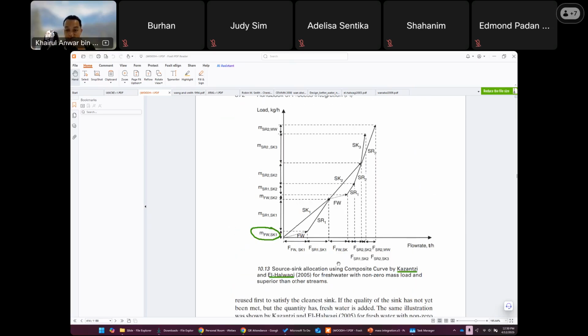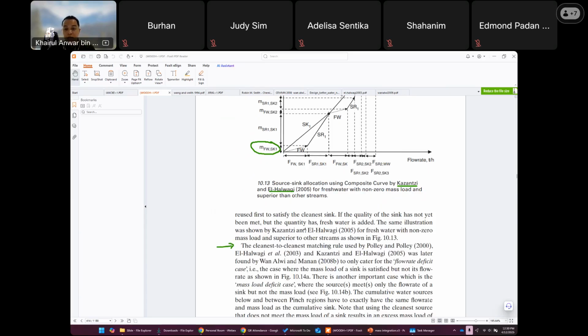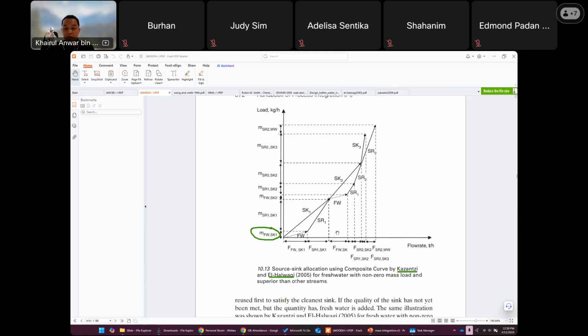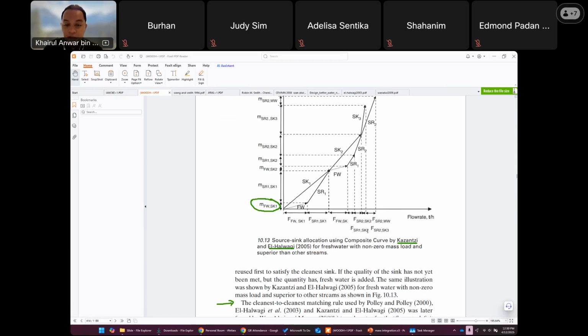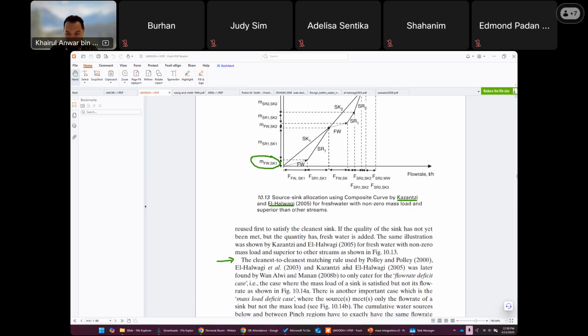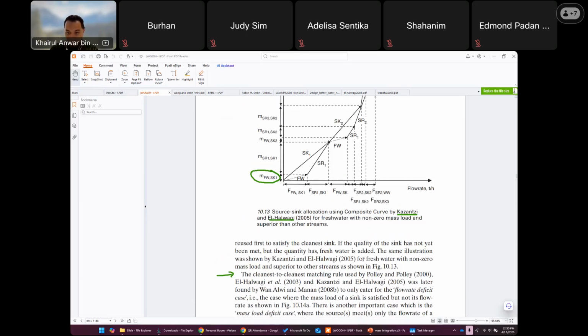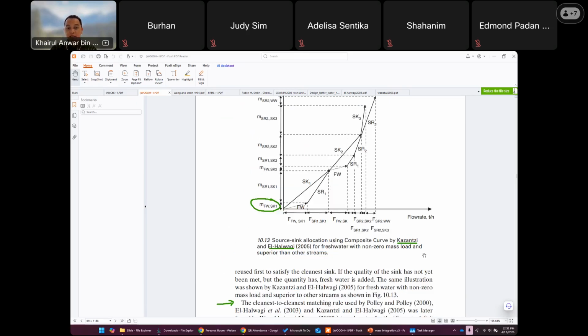So if the quality of the sink has not yet been met, but the correct quantity has, fresh water is added. The same illustration was shown by Kazantzi and El-Halwagi, 2005. For fresh water, this is the El-Halwagi 2005 source allocation using composite curve, for fresh water with non-zero baseload and superior to other stimulation of figure 10.13.